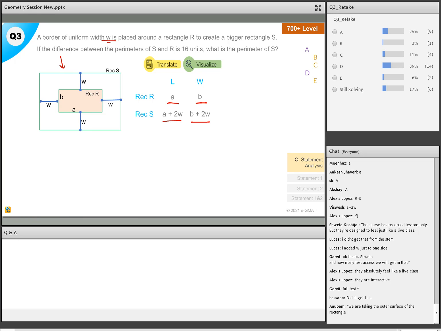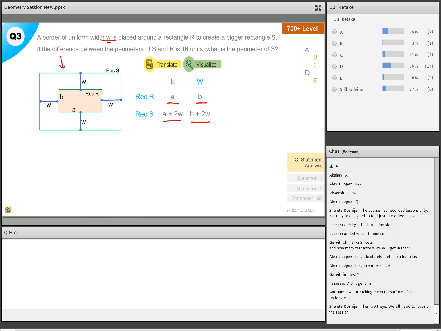Okay, so let's come back to the solution. Let's understand what's given. I have a small rectangle, that's rectangle R. I've taken the length to be equal to A units, the width to be equal to B units, right? I have a uniform border of width W placed around the rectangle, and as I know, the border needs to be on all four sides of the initial rectangle, that's rectangle R. And that is the reason my length and width for rectangle R need to be increased by W on both sides to get rectangle S, both on the length and on the breadth side as well.